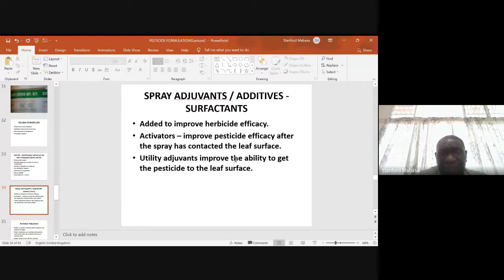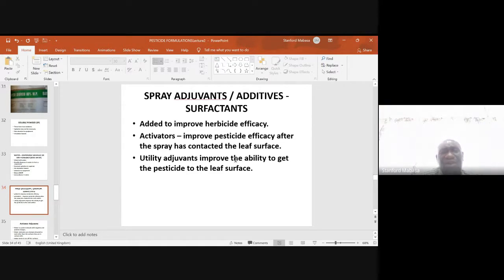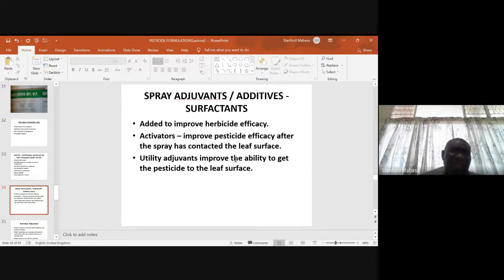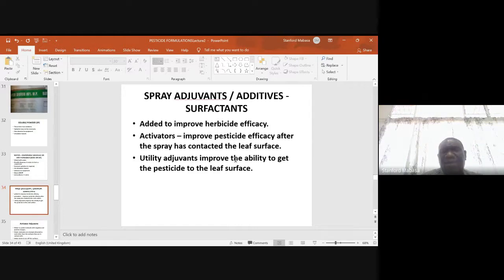We have activators, which can improve pesticide efficacy after the spray has contacted the leaf surface. There are also utility adjuvants, which can improve the ability to get the pesticide to the leaf surface. So they just aid the pesticide either to remain on the target or to penetrate the target.